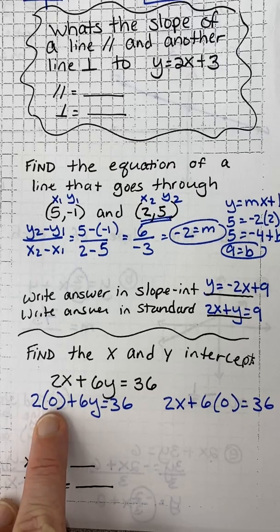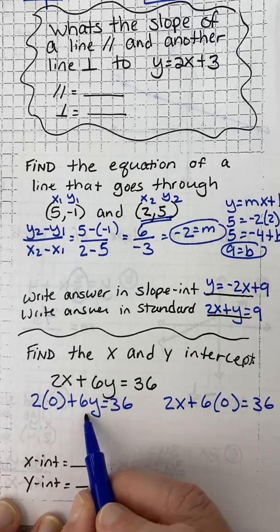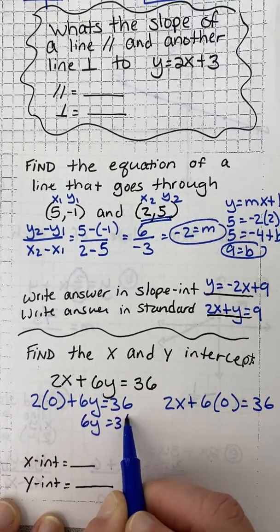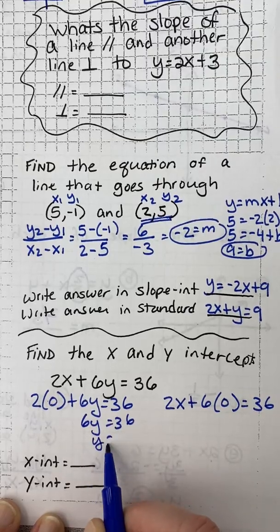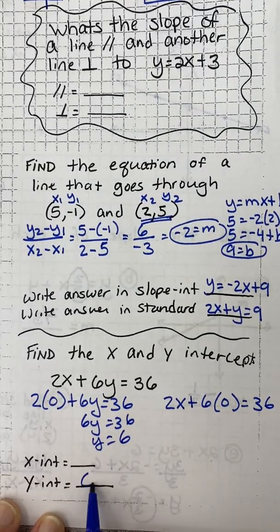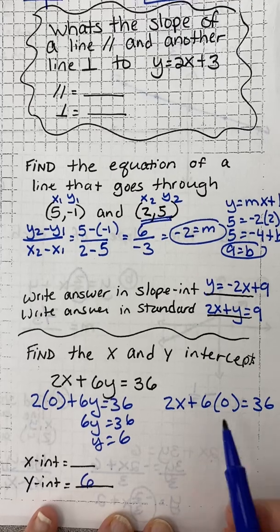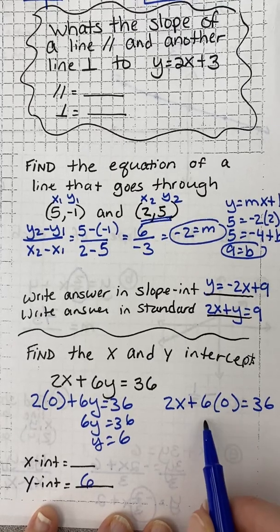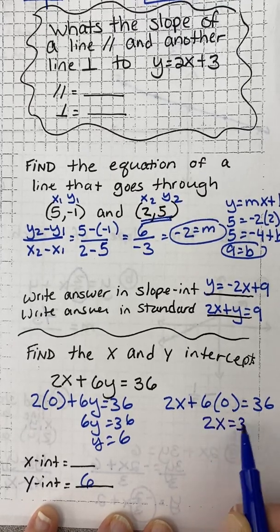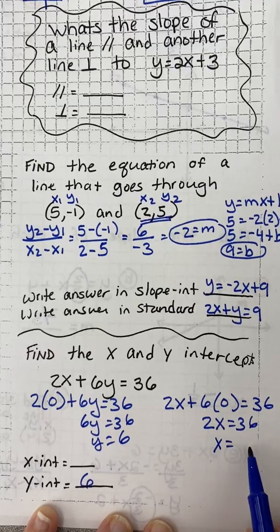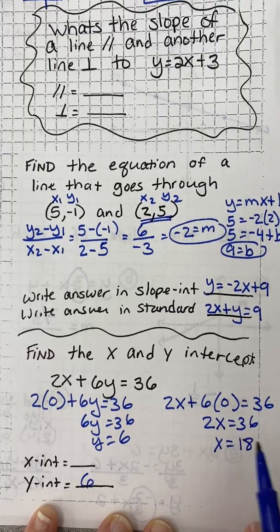All right, now I'm going to do each equation. 2 times 0 is 0, so that's gone. So I basically have 6y equals 36. Divide both sides by 6. Y equals 6, so my y-intercept is 6. Over here, 6 times 0 is 0, so that cancels out. 2x equals 36. X equals, if I divide that, 18.